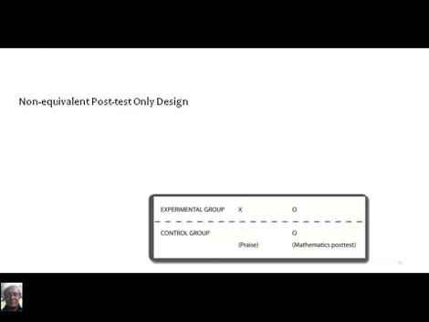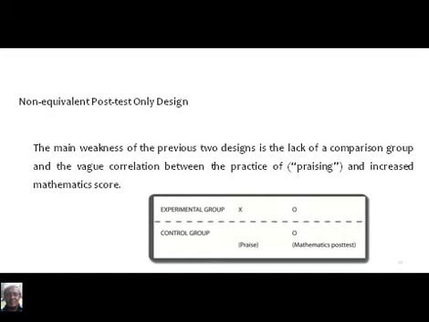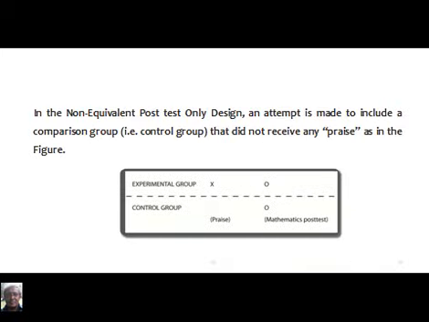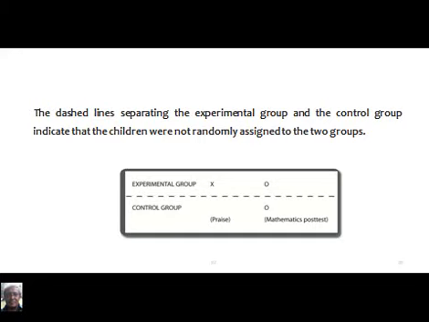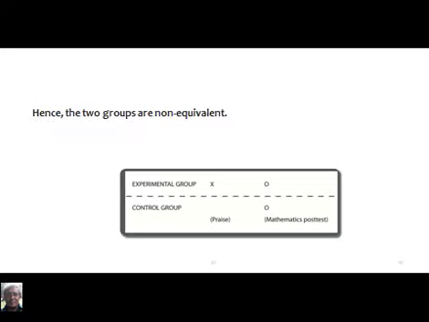Non-equivalent post-test only design. The main weakness of the previous two designs is the lack of a comparison group and the vague correlation between the practice of praising and increased mathematics score. In the non-equivalent post-test only design, an attempt is made to include a comparison group, for example, a control group, that did not receive any praise. In the figure, the dashed lines separating the experimental group and the control group indicate that the children were not randomly assigned to the two groups.